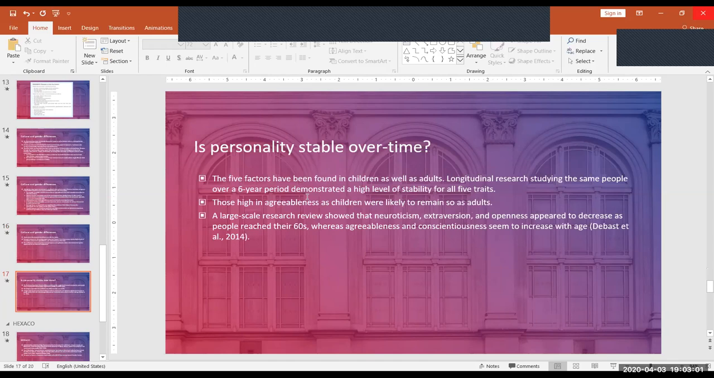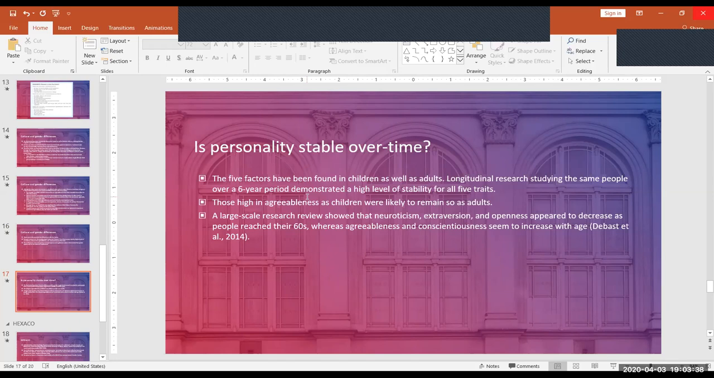And also, this is a very important question: whether human personality is actually stable over time, or could change over time. Research says that these five factors could be found both in children and in adults, and it is quite stable, yeah. A longitudinal study that compared this pattern of human personality within a 6-year period says that there is a high level of stability.